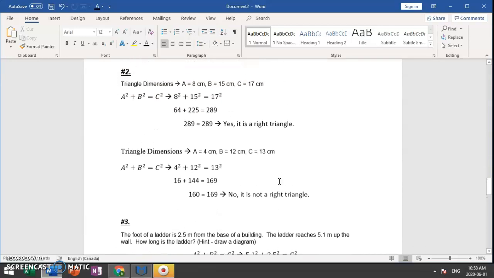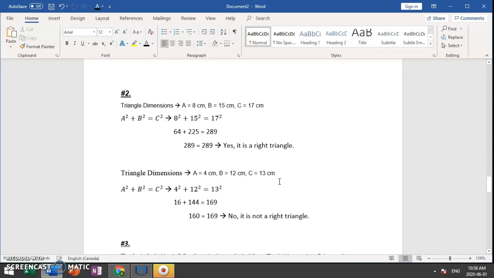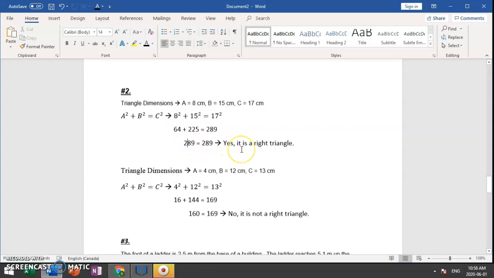Are these triangles right triangles? Well, all you got to do to help to figure that out is plug the numbers into the equation and see if the left side equals the right side. So for this example, 8 squared plus 15 squared equals 17 squared. 64 plus 225 equals 289. I just squared all the numbers, right? 289 equals 289. If you add these up, it's 289. So left side equals right side. Yes, it is a right angle triangle.